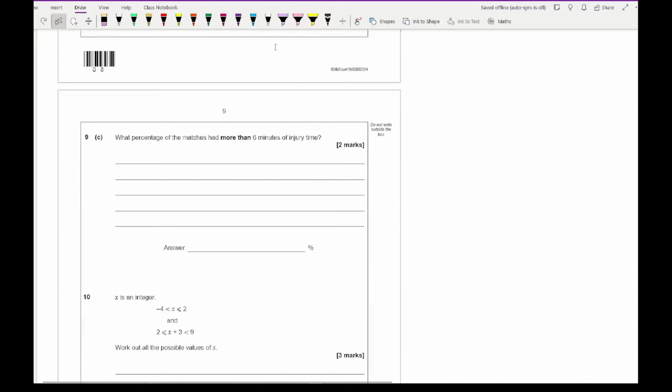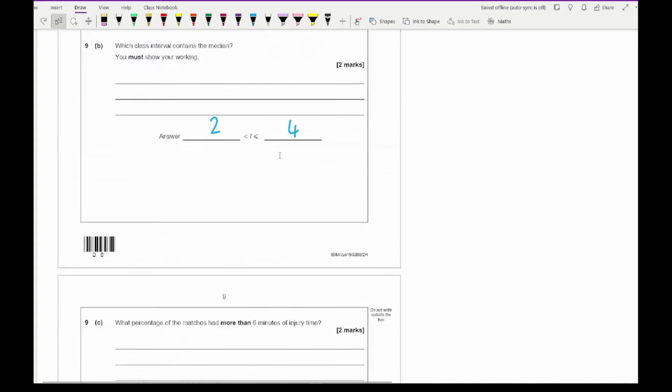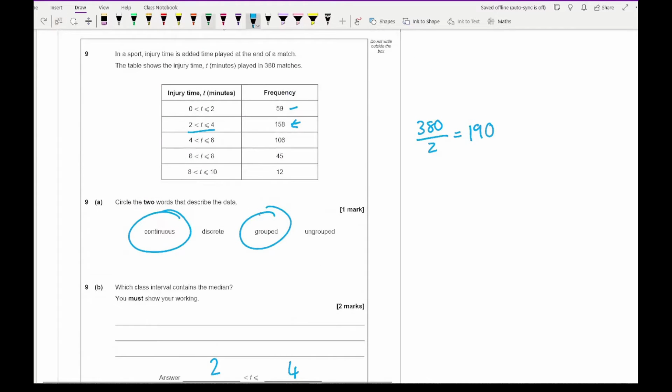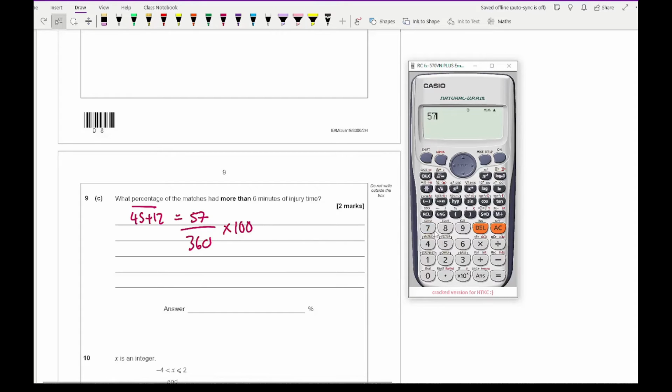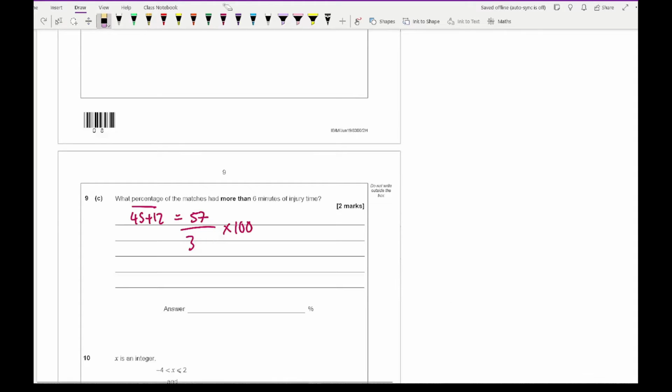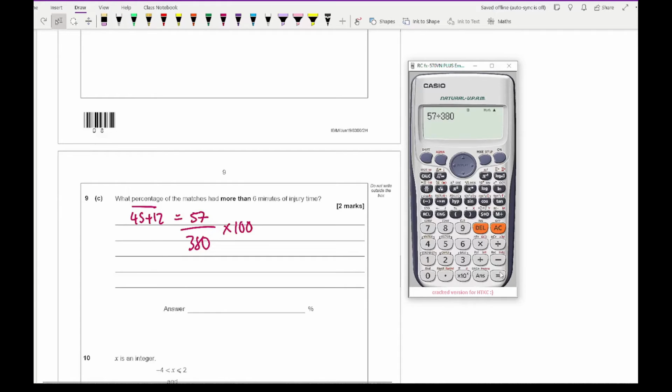The next question says what percentage of the matches had more than 6 minutes of injury time. So more than 6 is going to be here, so it's going to include 45 and 12. To work this out, 45 plus 12 is 57, so 57 over 380, and because it wants the percentage, I multiply that by 100. So on the calculator, 57 divided by 380, and I've put 360, so let me just get rid of that. Multiply that by 100, and we get an answer of 15%.